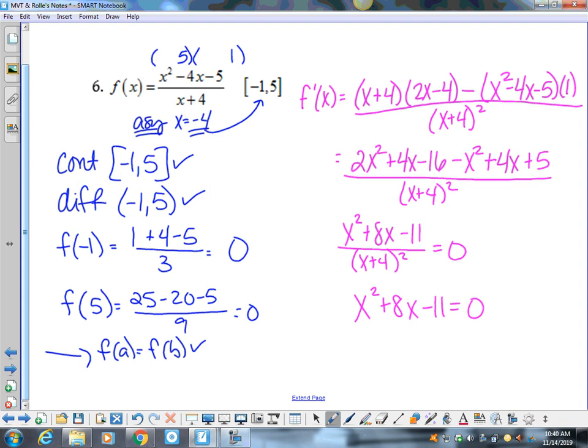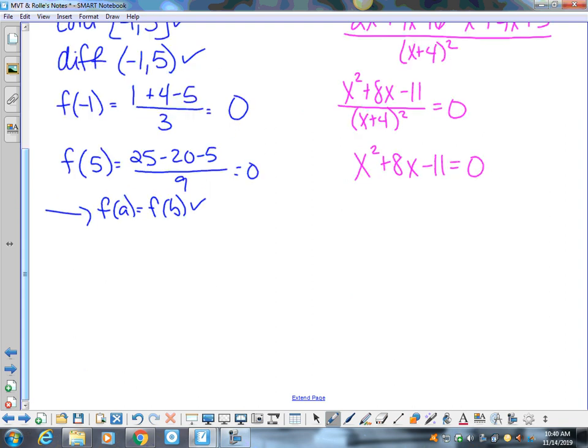This does not factor. There are no factors of 11 that'll give me an 8. Okay, so we talked about this in class. Just because it doesn't factor, I've got two other methods I can solve it. I can complete the square, or I can do the quadratic formula.